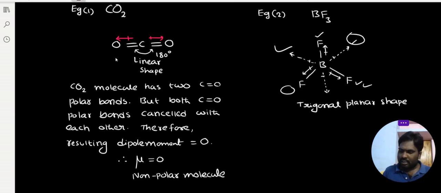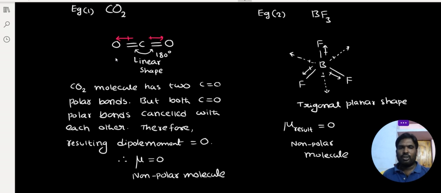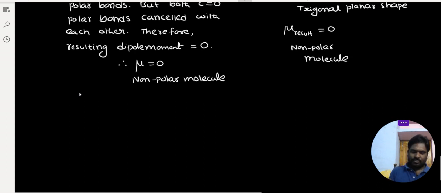Similarly, the resulting dipole moment of this one and this one cancel out. That's why the resulting dipole moment is 0. Resulting dipole moment 0 means it is a non-polar molecule. Understood everyone? Yes.